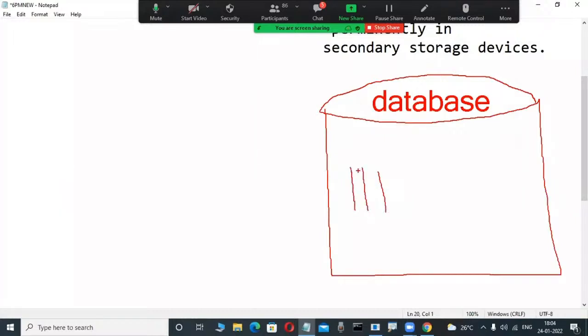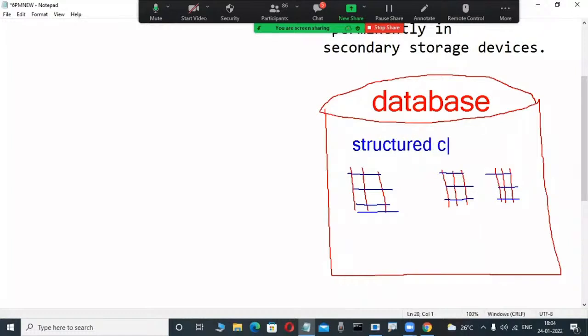Why? Because for these databases, the relational data model is a concept. Today, I will tell you. Based on that concept only, these products are implemented, and they are called relational databases. Observe here, a structured collection of data. This is what I said in the previous class. Always these databases store a structured collection of data, in an organized fashion only.